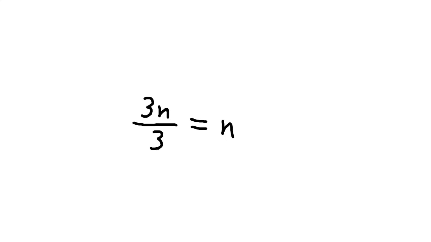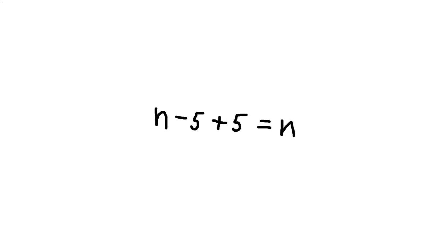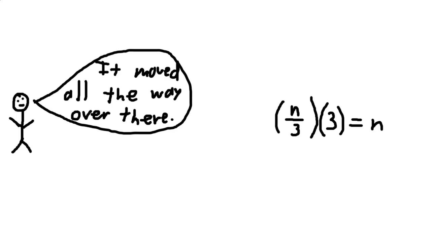Multiplication and division. Take any number, multiply it by 3, then divide it by 3. Hooray, you just got your number again. But you can also do so the other way around. Take any number, then subtract 5 from it, then add 5 to it. Take any number, divide it by 3, then multiply it by 3. You just got your number once again.